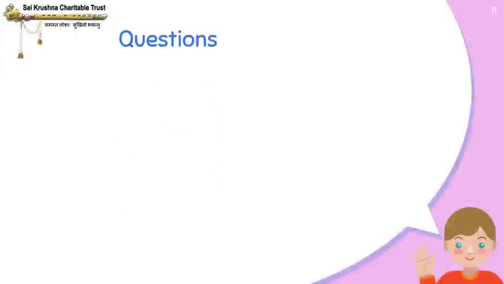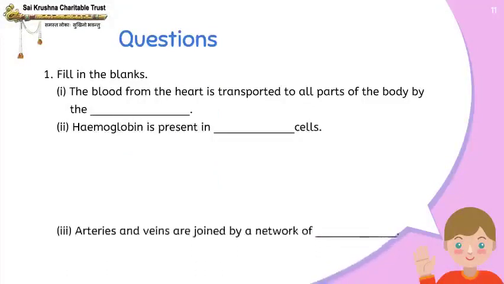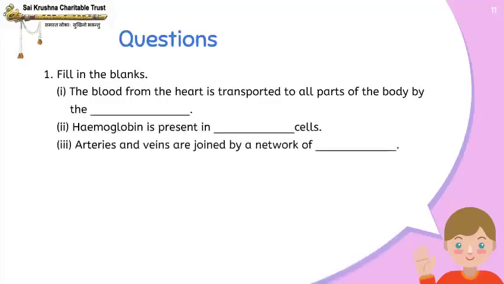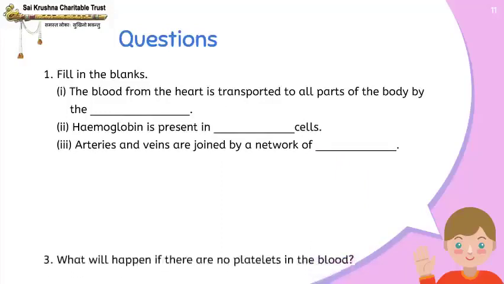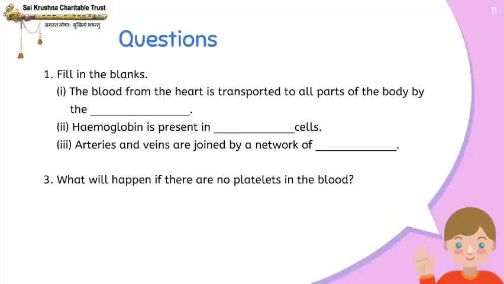Now we'll come to the questions. Blood from the heart is transported to all parts of the body by the, you know the answer. Hemoglobin is present in which cell? You know the answer. Arteries and veins are joined by a network of, you know the answer. What will happen if there are no platelets in the blood? I spoke about clotting, so you should be able to answer this.